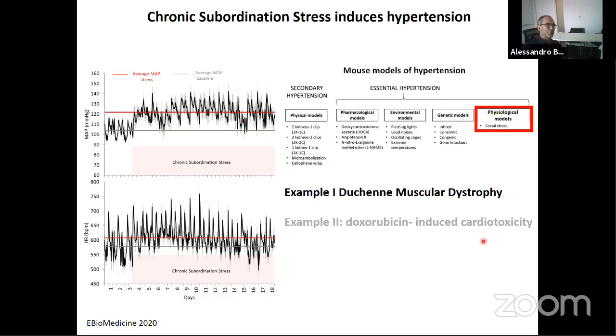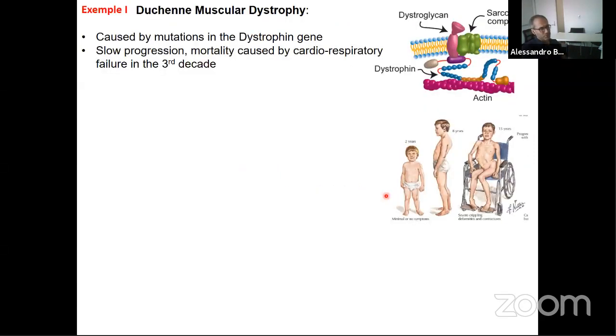And what I want to share with you today, very quickly, is a couple of examples, although I'll probably focus only on one in the interest of time. One is essentially: can stress increase the risk factor induced by genetic predisposition to diseases? The genetic model we have been working on, for a number of reasons, was Duchenne muscular dystrophy, which might be familiar to some and not to others. It's a disease caused by a mutation in the dystrophin gene. It's a pretty slow progression in humans, but unfortunately most of the kids die of cardiorespiratory failure in the third decade. It's a very severe, so far incurable disease.